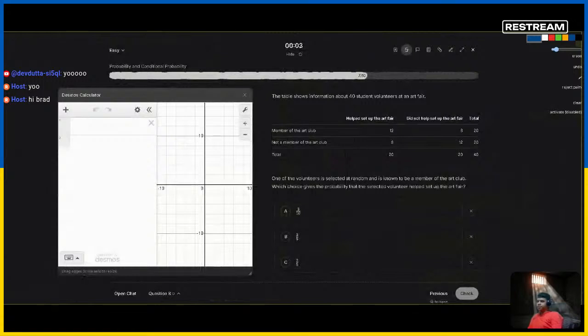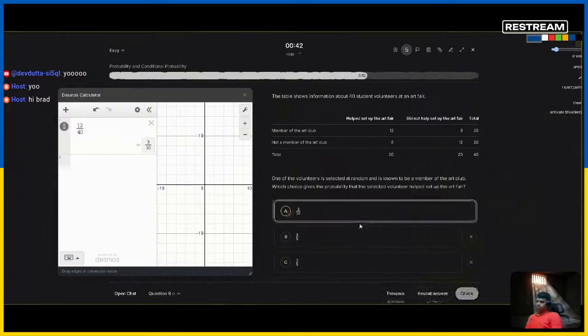Well, the table shows information of 40 student volunteers at the art fair. One of the volunteers is selected at random and is known to be a member of the art club. Which choice gives the probability that the selected one helped set up the art fair? Oh, it's very little. So we take 40, which is the max. So it's 0.3, also known as 3 over 10.